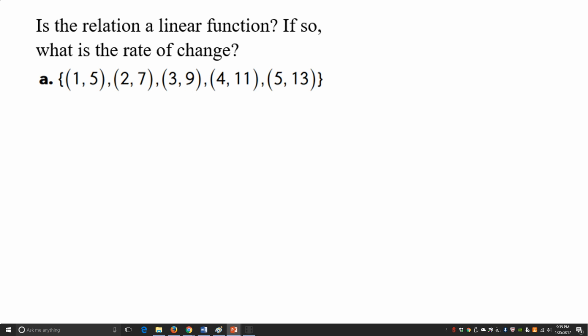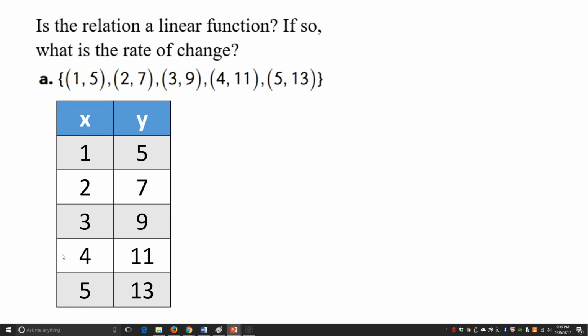So now we have another one here on the right side of your notes. This time I'd like you to sketch your own table. So please draw a table on your paper and then determine if this is a linear function, and if it is linear, what is the rate of change?